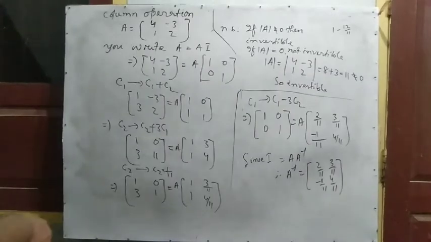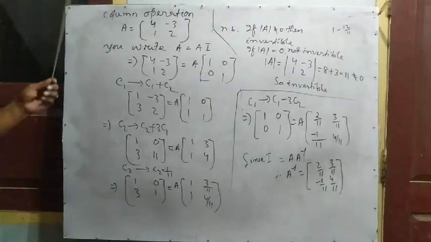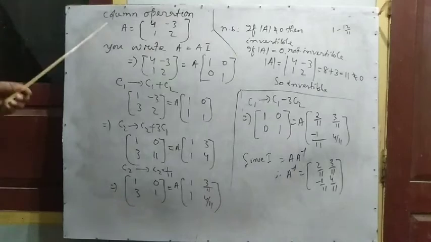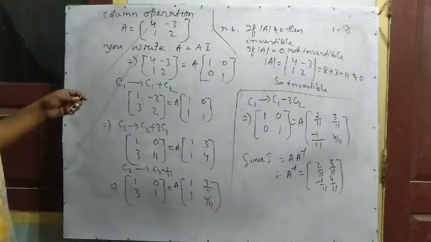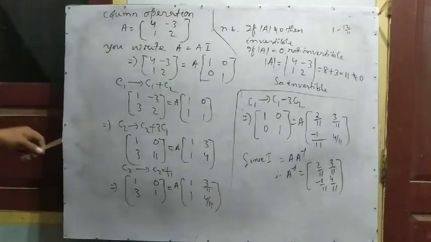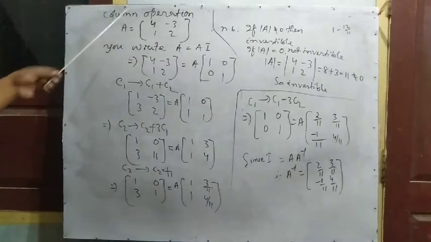Now we will discuss another method that I have discussed. There are two operations. The first operation is the row operation and the second operation is the column operation. The 2 by 2 matrix I just did here is solved by using column operation.